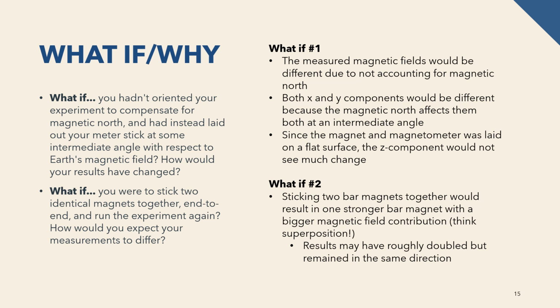What if you were to stick two identical magnets together? How would the results differ? Sticking two bar magnets together would result in one stronger bar magnet with a bigger magnetic field contribution. Think about superposition. The results may have roughly doubled, but remained in the same direction.